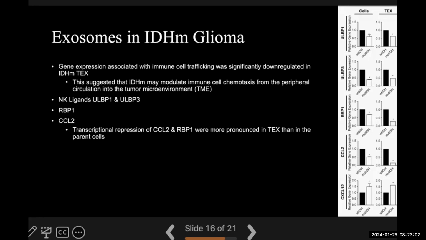So what this goes to show is basically that the tumor-derived exosomes from the IDH mutant gliomas mimic what the gene expression is in the parent cell, and suggest that these tumor-derived exosomes, which are able to cross into the bloodstream and venture far out from the site of the tumor itself, may modulate immune cell chemotaxis from the peripheral circulation into the tumor microenvironment.